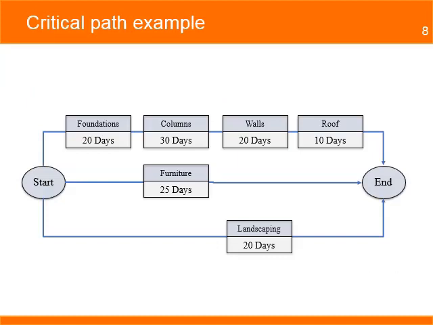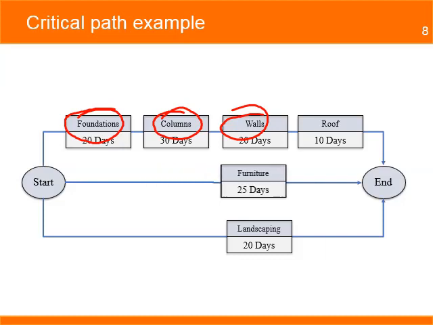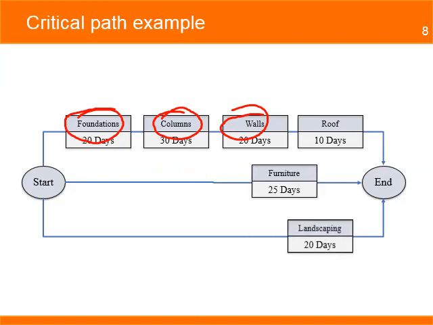Once all dependencies are identified, the next step is to create a network diagram that connects all activities. Dependencies are also classified into two types, mandatory and discretionary. Mandatory are activities that must be performed in a sequence. For example, you need to complete the foundations before you start building the columns and the walls. Discretionary dependencies are flexible. For example, the purchase of furniture could happen at any time before the end of the project.